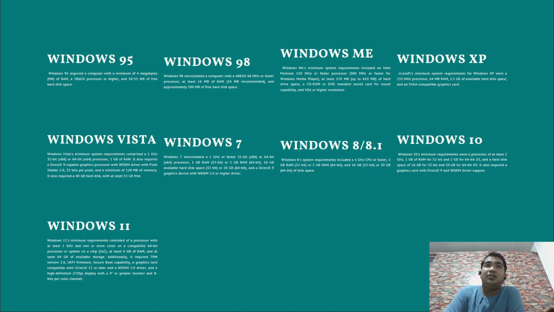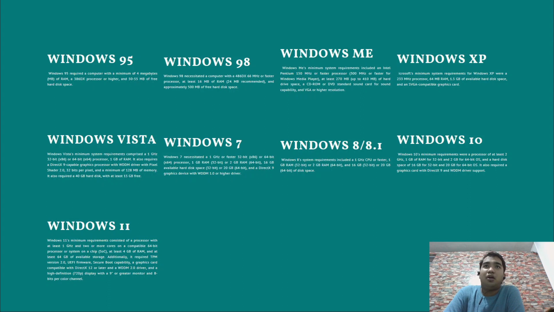Windows 98 requires a 486DX 66 megahertz or faster processor, 16 megabytes of RAM, 24 is the recommended, and approximately 500 megabytes of hard disk drive.